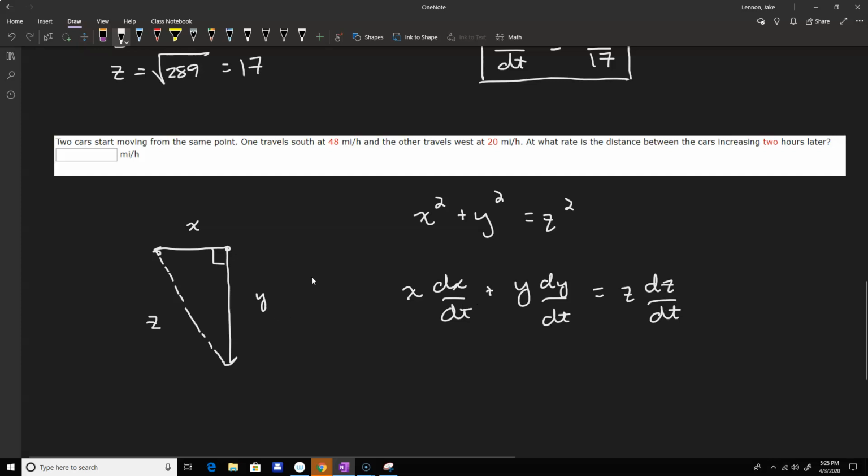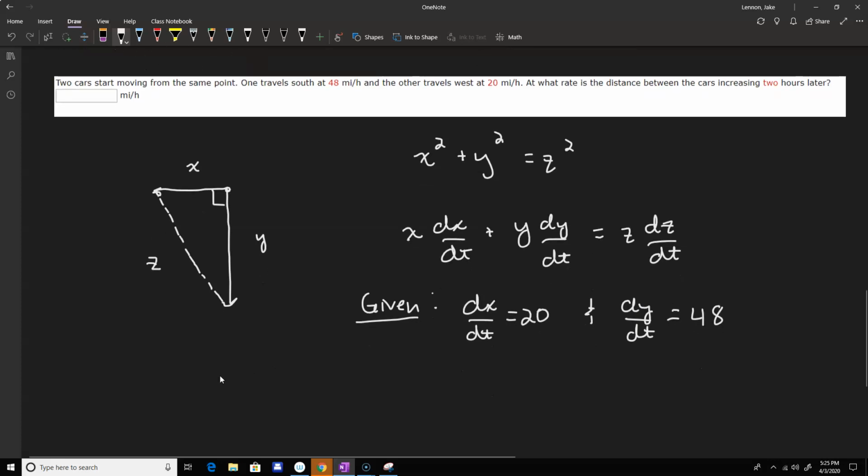So basically, what is the given information? The given information is the car traveling west is your x variable, so dx/dt is equal to 20, and the car traveling south is dy/dt, so dy/dt is equal to 48 in this problem. So the other thing we need to do, again, is figure out the value of z at the particular time.